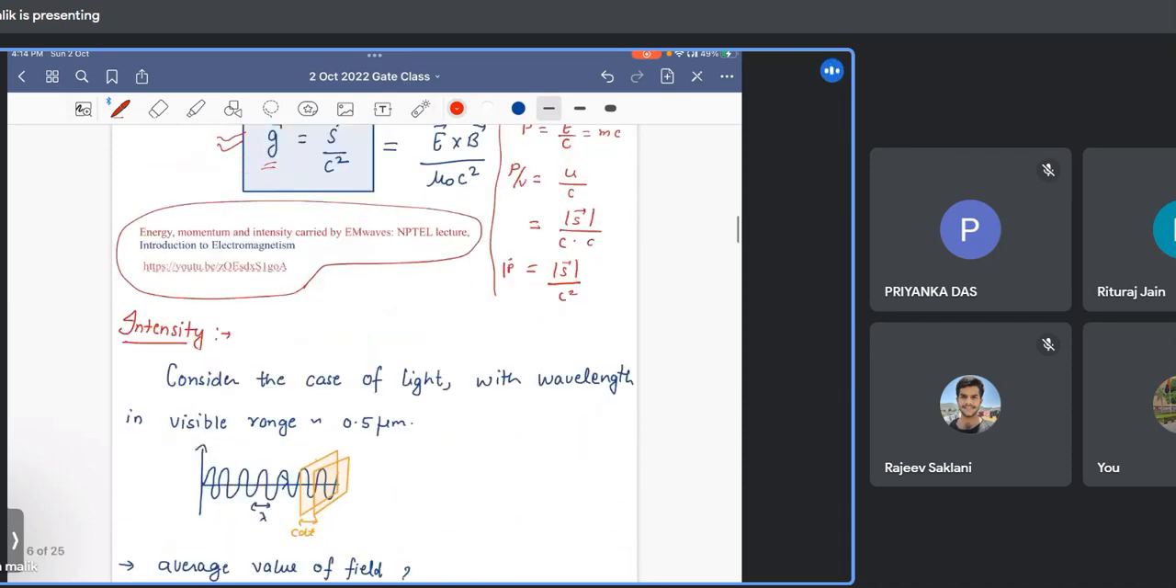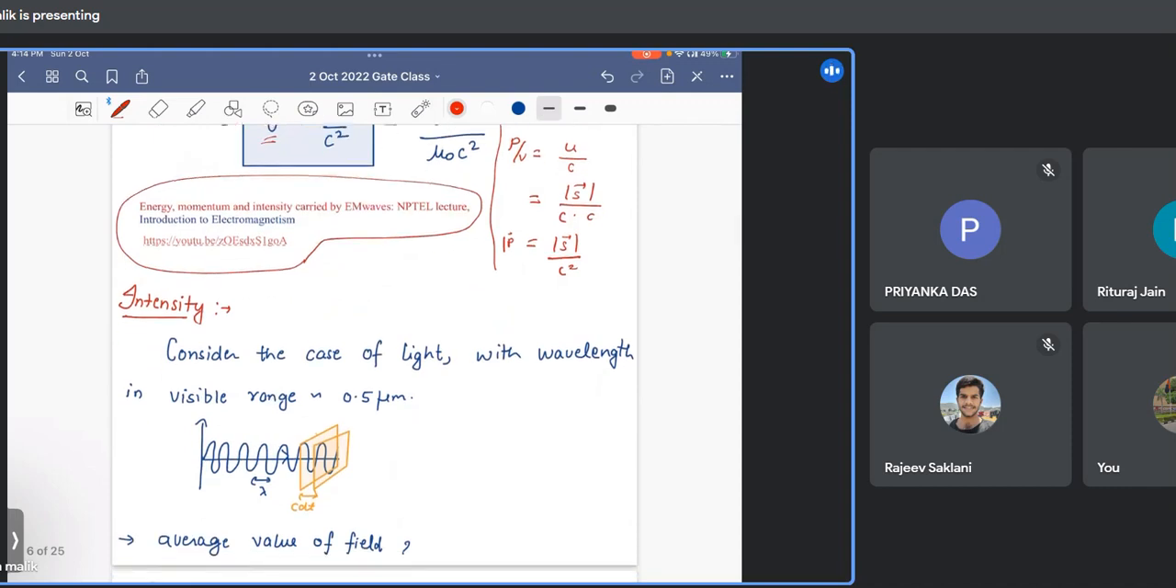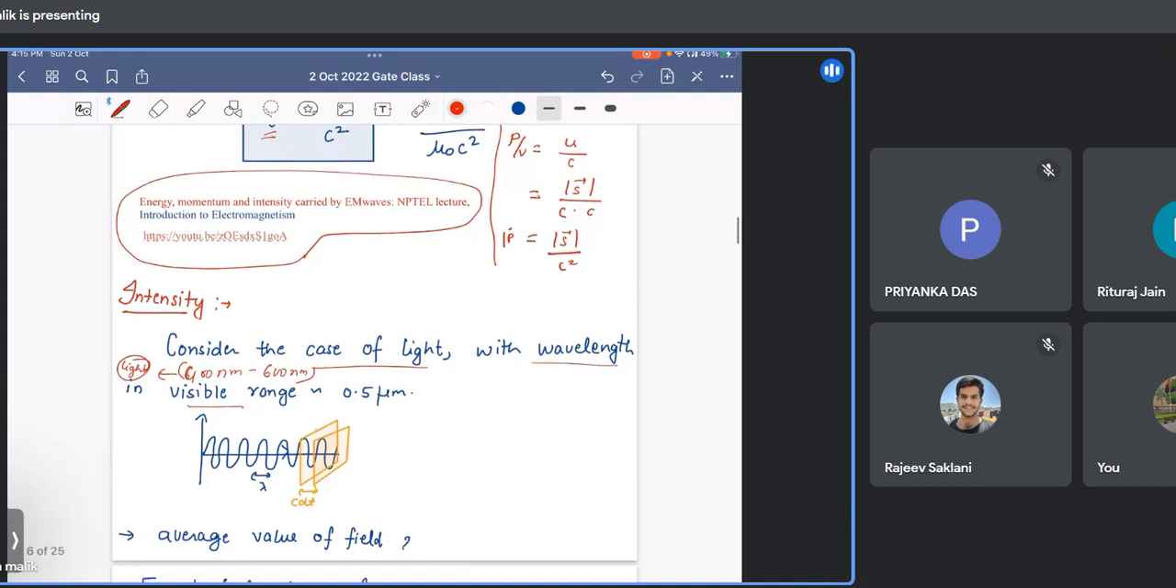So now let's come to the intensity part. Whenever we talk about an electromagnetic wave, we generally consider it as light. And in the case of light, we are talking about a certain wavelength range, which is the visible range. The visible range starts from 400 nanometer to 600 or 700 nanometer. So whenever we talk about light, we are talking about this wavelength range.